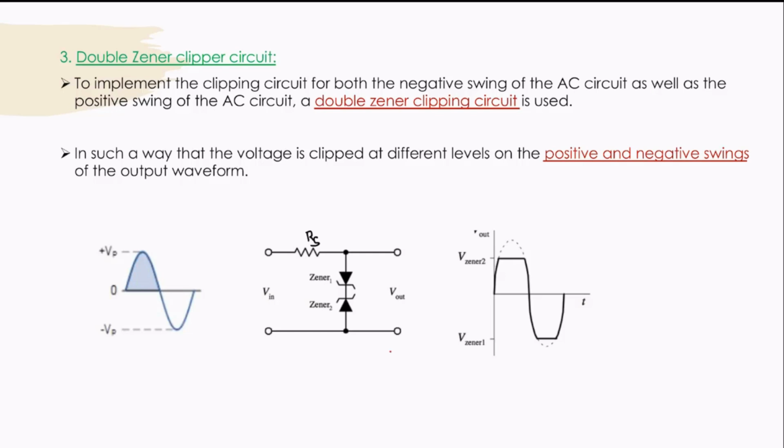Now if you see here, this is the circuit diagram for the double Zener clipper circuit, in which this is the source resistance RS and these are the two Zener diodes Z1 and Z2. That's why it is called as a double Zener clipper circuit. If you see here, we can observe under both the positive half cycle of the input signal and under the negative half cycle of the input signal, the signal is getting clipped.